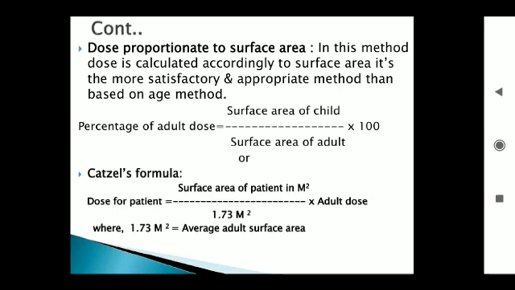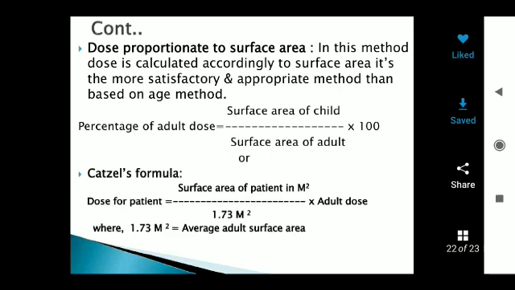The formula is: percentage of adult dose is equal to surface area of the child divided by surface area of the adult into 100. Generally, the surface area of the adult is expressed as 1.73 meter square. So, the surface area of the adult is replaced with 1.73 meter square. The resulting formula is Cadgel's formula.